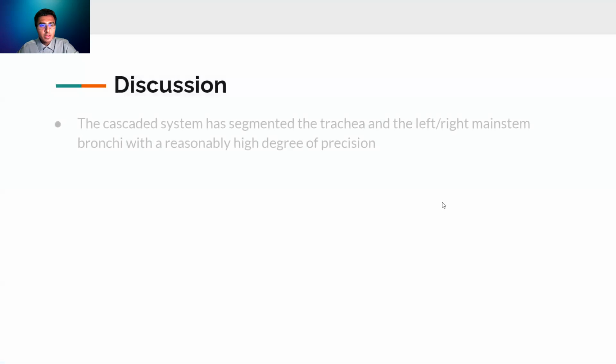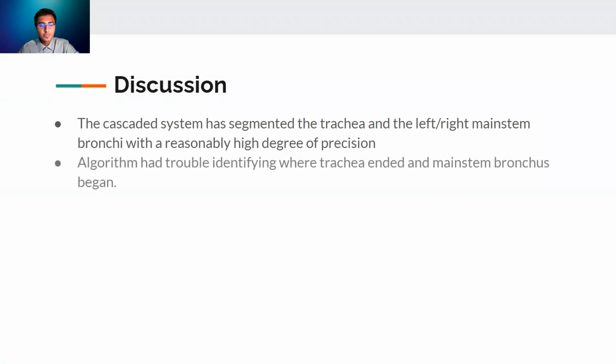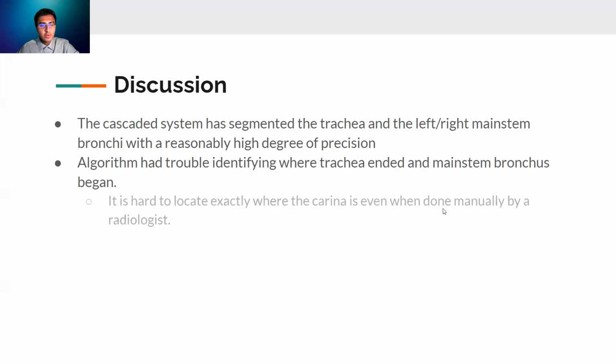In conclusion, our cascaded system has segmented the trachea and the left-right mainstem bronchi with a reasonably high degree of precision. There were two issues. First, the algorithm had trouble identifying exactly where the trachea ended and the mainstem bronchus began. It is difficult to delineate the boundary between the two even manually, and there likely were some errors in the ground truth annotations for the data.